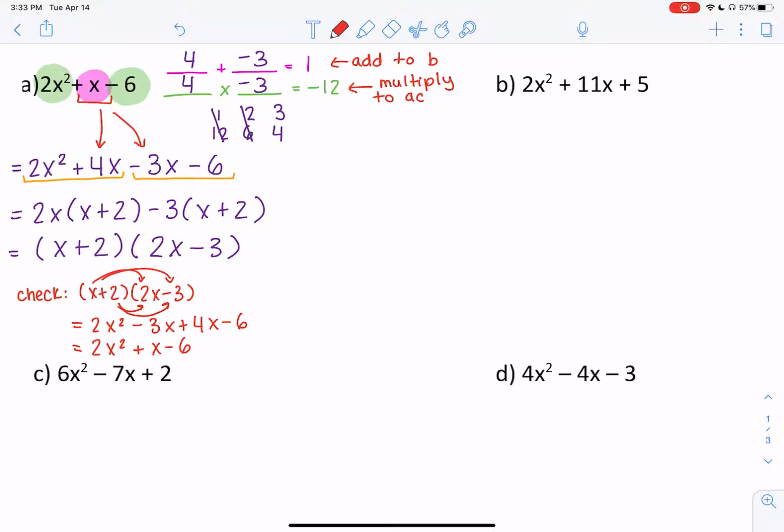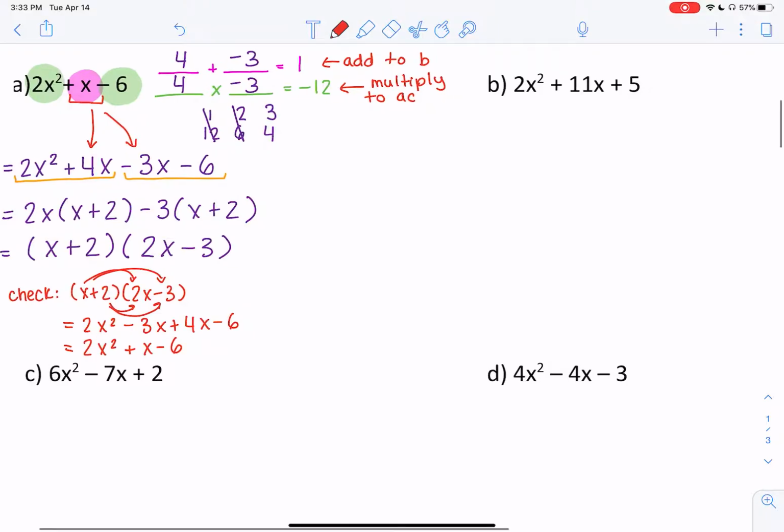And if we get the same thing, we know we've done it right. So that's the first example. We're going to do a bunch of these together to help you understand the steps.